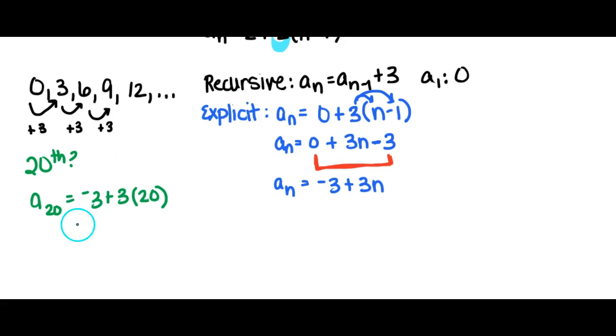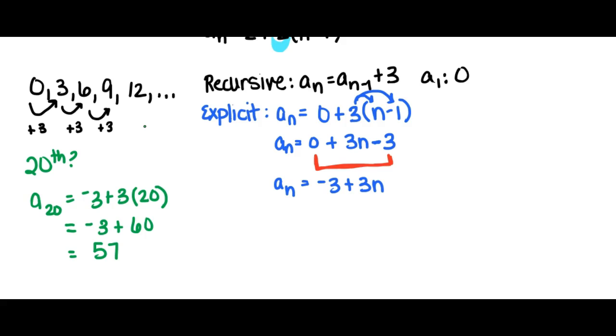And so it ends up being negative 3 plus 60, because 2 times 3 is 6. Add the 0, so it's 60. And so we have to subtract, and we will get 57. So the 20th term of our sequence is 57.